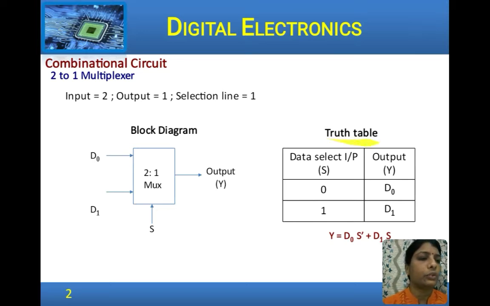Let us look at the truth table also. When the select line is 0, the output is D0. That is, when select line is 0, the line D0 is selected and D0 is available at the output. When select line is 1, D1 is the output. So, when select line is 1, D1 is available at the output, and the logic expression for the same is y is equal to D0 into S dash plus D1 into S.